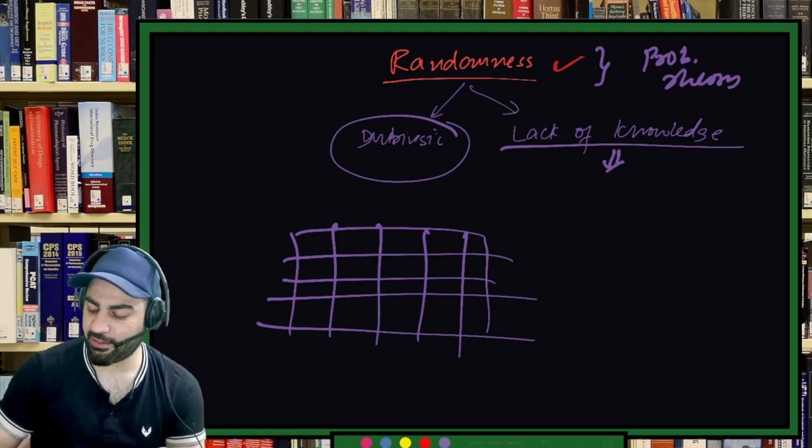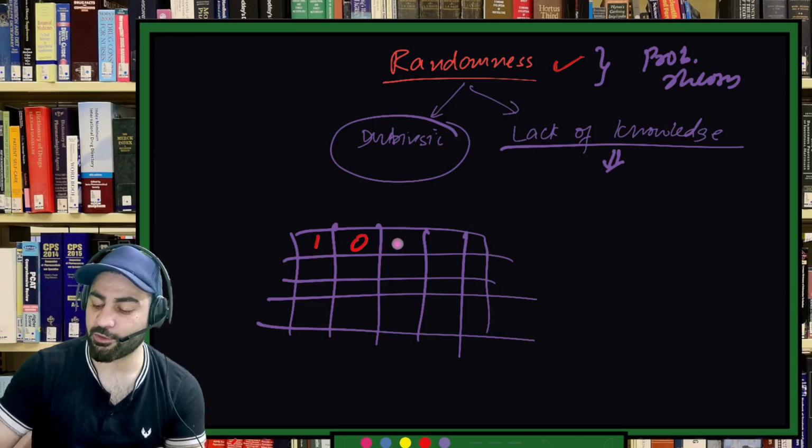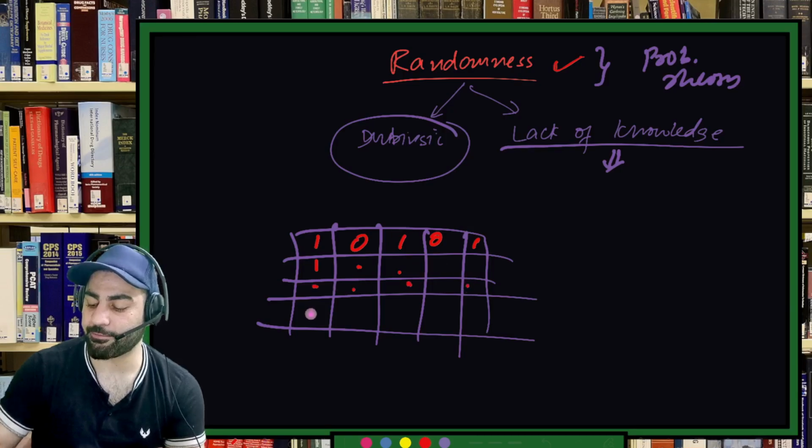So if you see any video, any file, it is stored as binary numbers. So 1 0 1 1, something like this. This is the way a computer stores it.